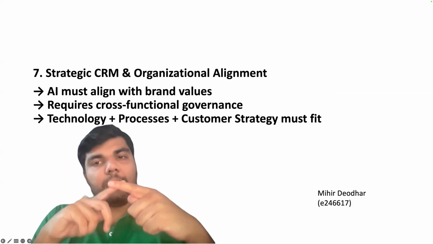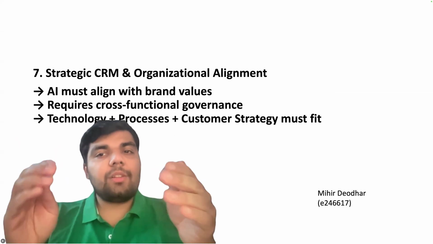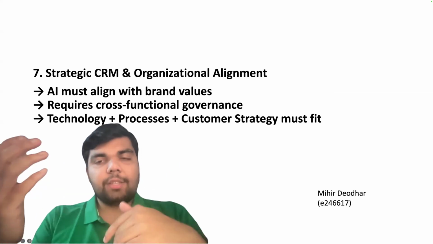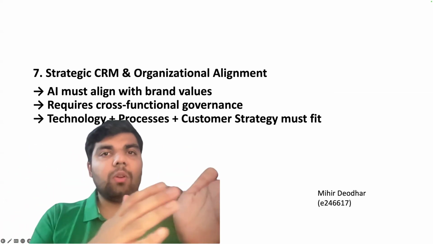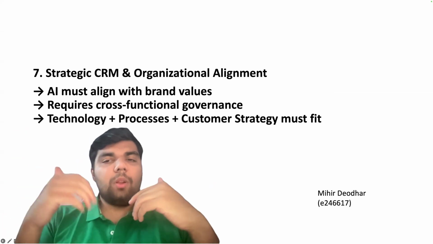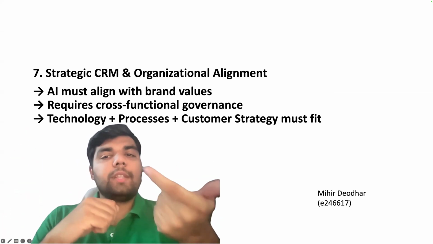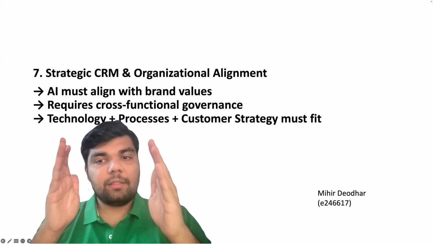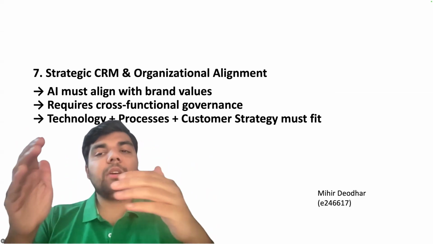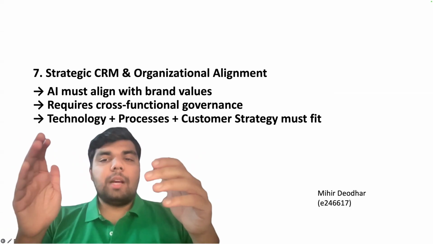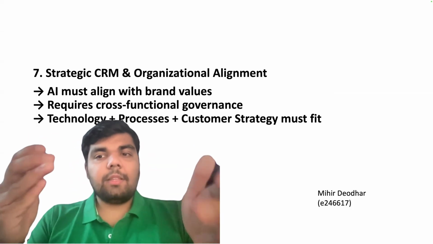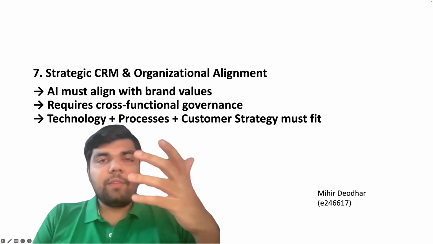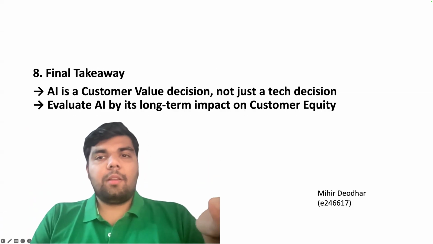And lastly, looking at strategic CRM and organizational alignment. Strategic CRM emphasizes cross-functional integration, data quality, and alignment between technology, processes, and customer strategy. A lot of failures in this case stem directly from poor CRM alignment. This theory tells us that unless AI systems are embedded within a coherent customer strategy, and supported by organizational processes, they will create customer value inconsistently, and they will also destroy equity when they fail.